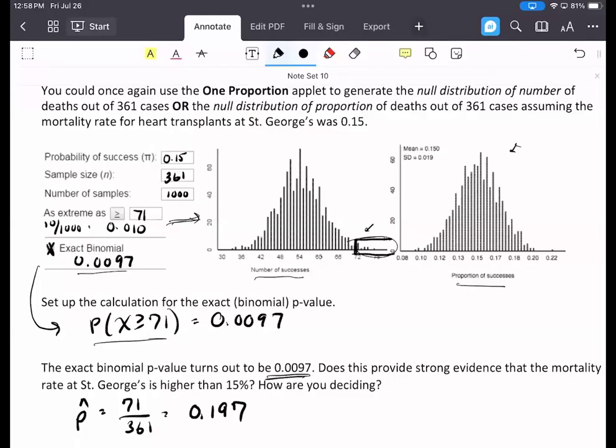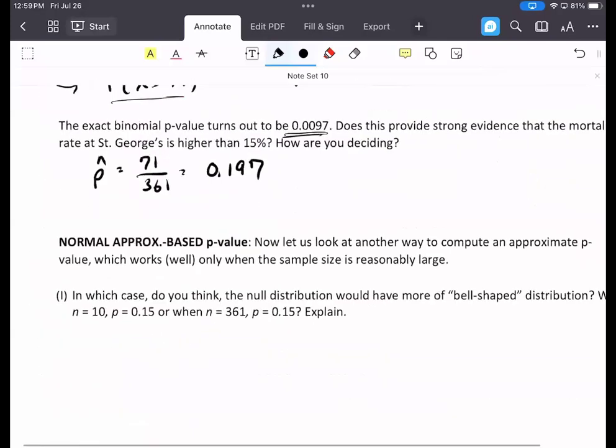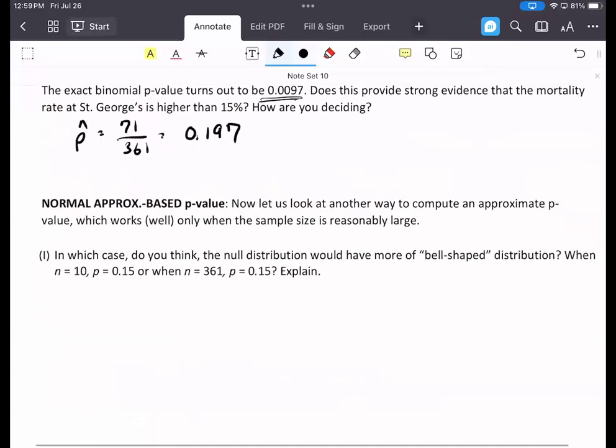So now we've calculated the p-value using a simulation, which we did here, and using the binomial, which we did here. Hopefully, though, we can use the power of that normal curve, that bell curve, to give us another method of calculating p-values. Another way to compute an approximate p-value works well, but only when the sample size is reasonably large.